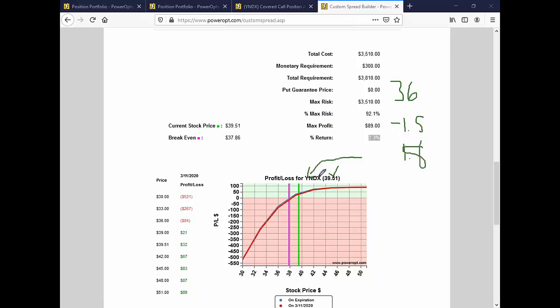Rolling out 2 weeks more to a deeper in the money strike price is going to give me a credit to lower my cost basis. But my new return is only going up by 0.5%, less than half of the expected max return. And I don't know if that's going to fit my trading plan.